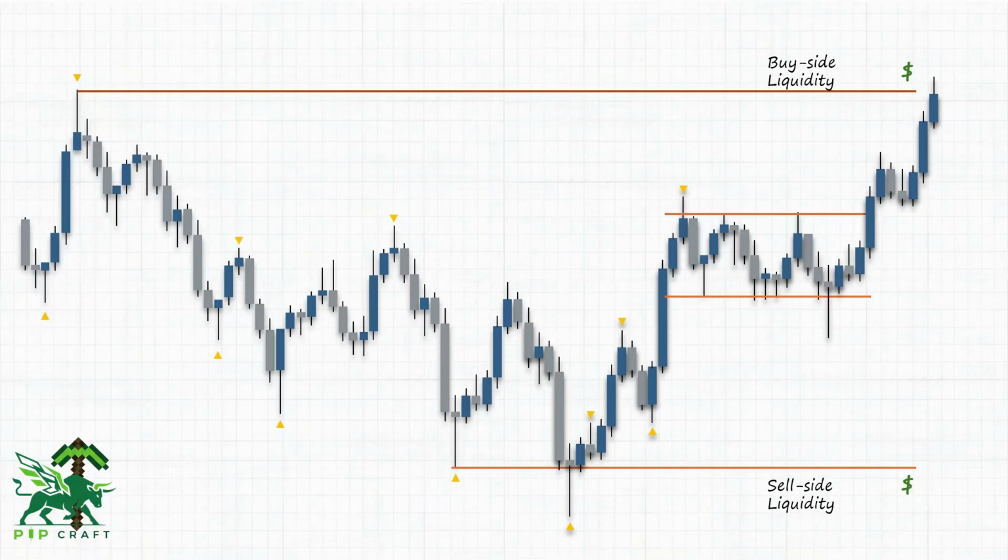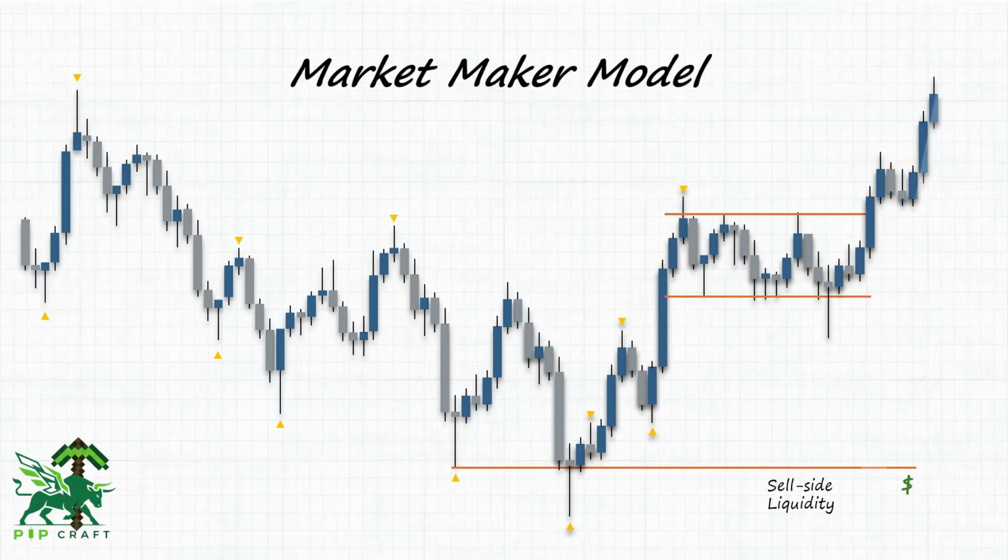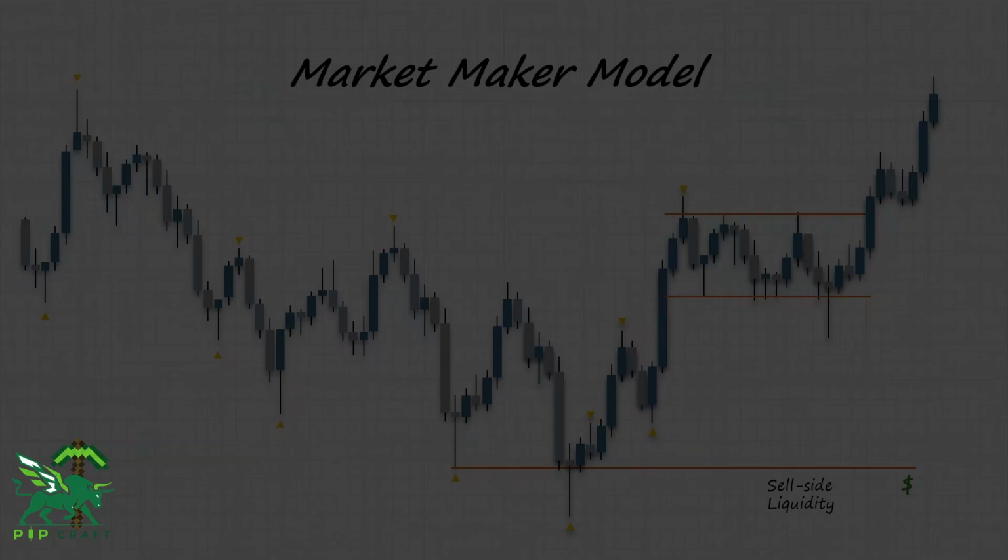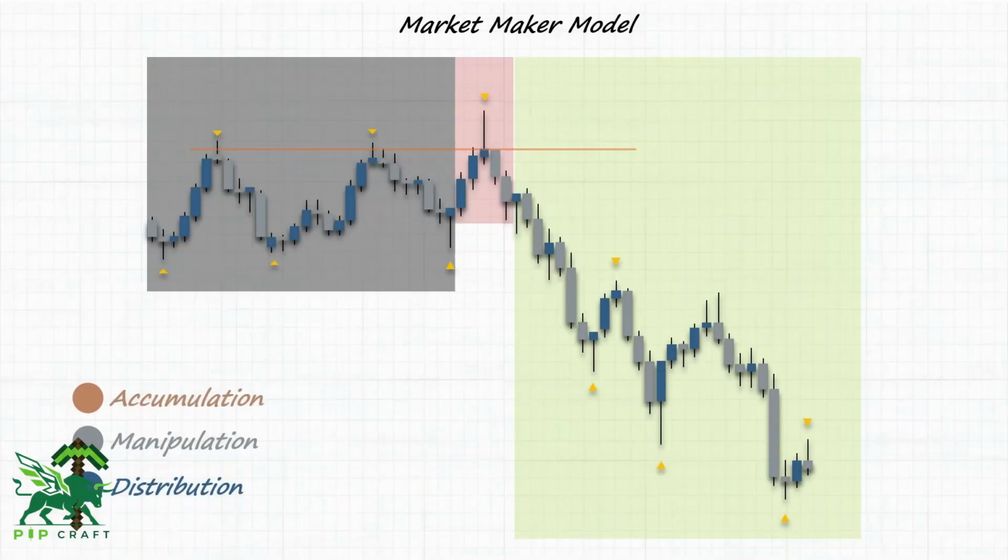This concept is central to what's called the market maker model. The model is based on the idea that smart money creates phases in the market to engineer liquidity. First, they accumulate orders in a range, then push the market in one direction to grab liquidity and finally reverse it toward the true intended move. The important point is that liquidity pools, both buy-side and sell-side, act like magnets for price.